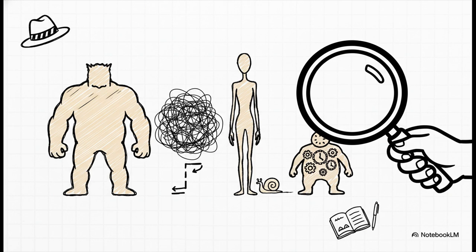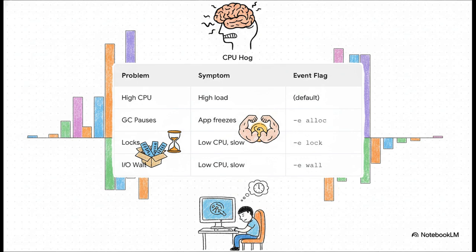All right, cool. Now that you know how to read the clues, let's put on our detective hats and meet the usual suspects, the common criminals of performance issues you'll find out there in the wild. So here they are, our four most wanted culprits. First up, you've got the CPU hog. This is just your app doing way too much heavy lifting. Then there's GC pressure, when you're creating so many temporary objects that the garbage collector is constantly freezing everything to clean up the mess. Third, lock contention, a classic.